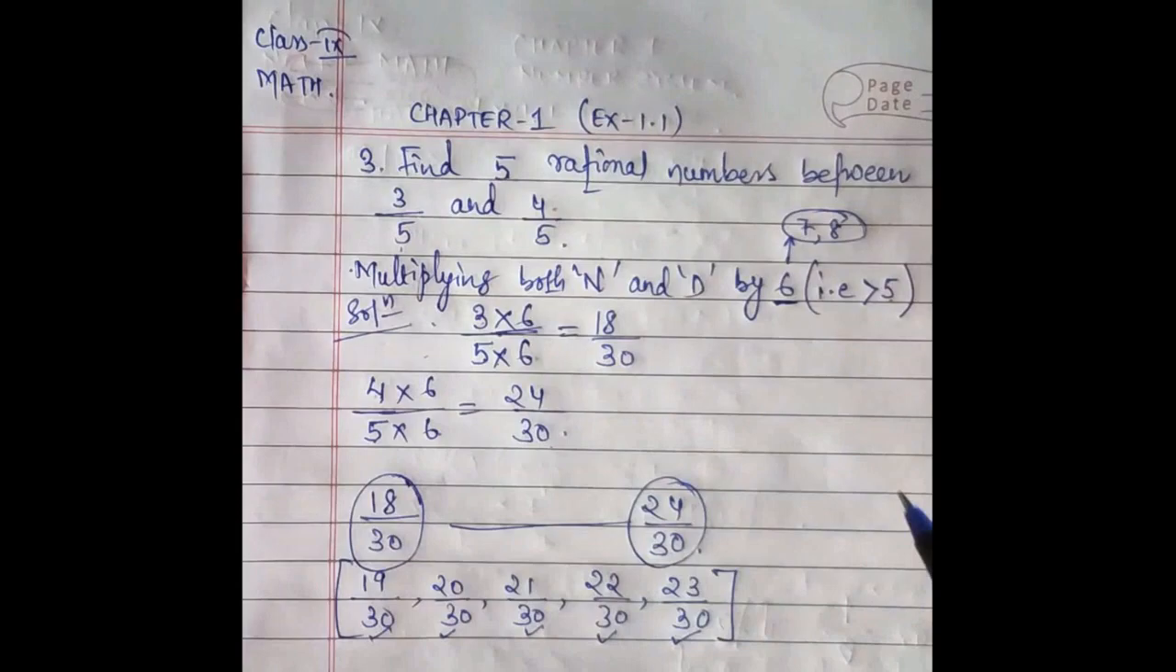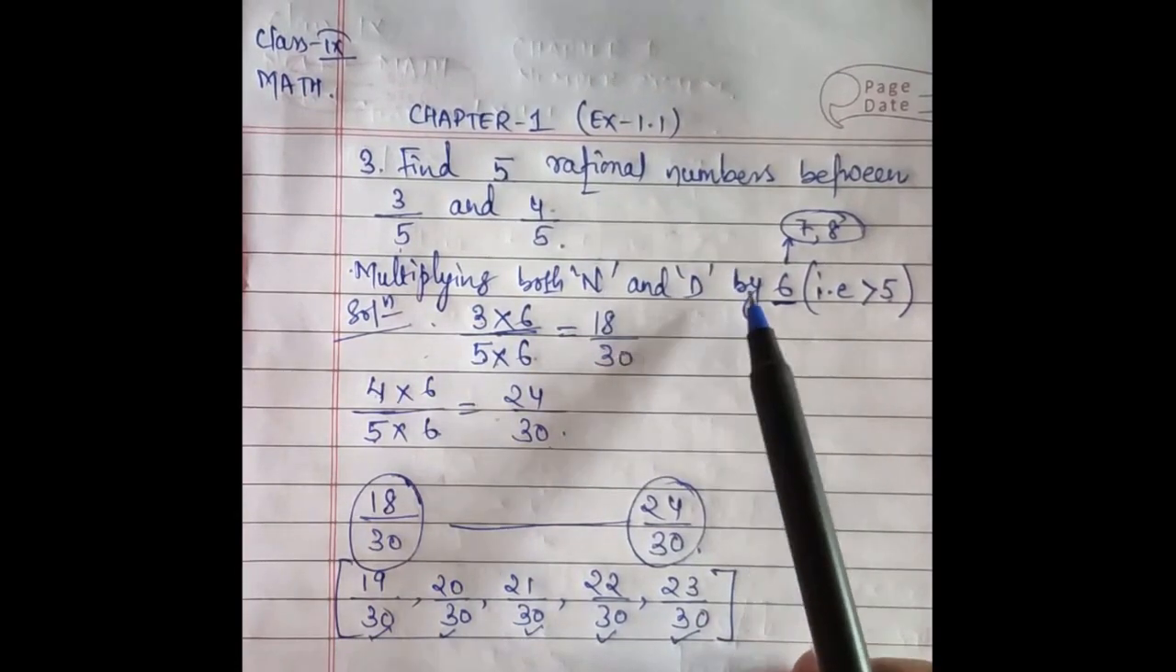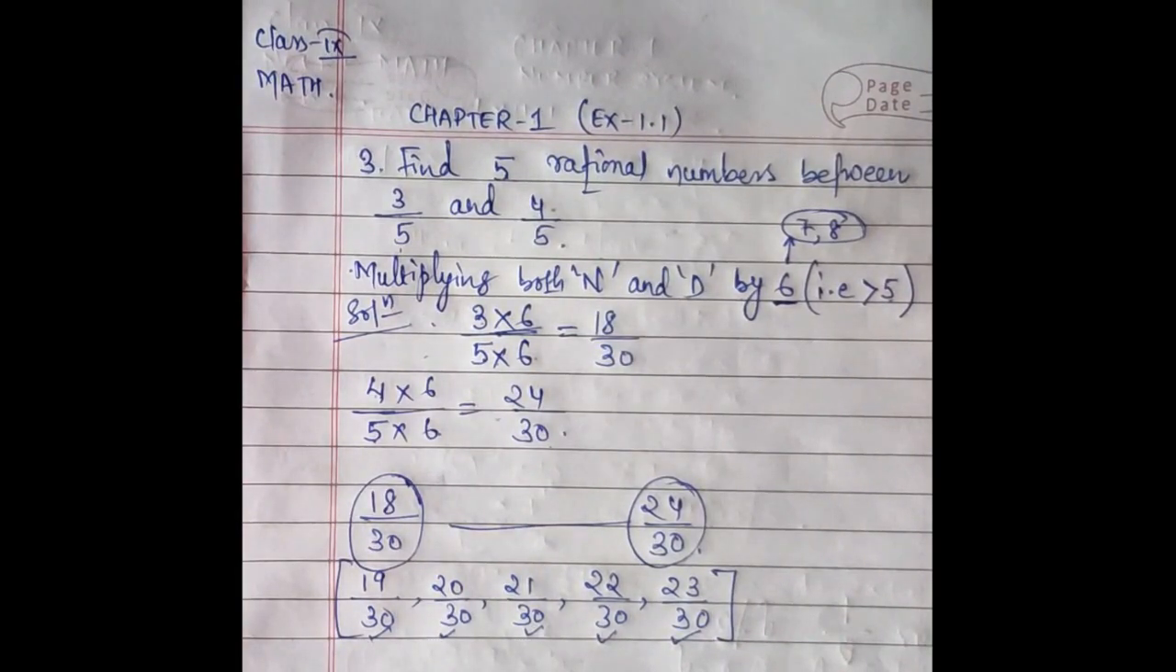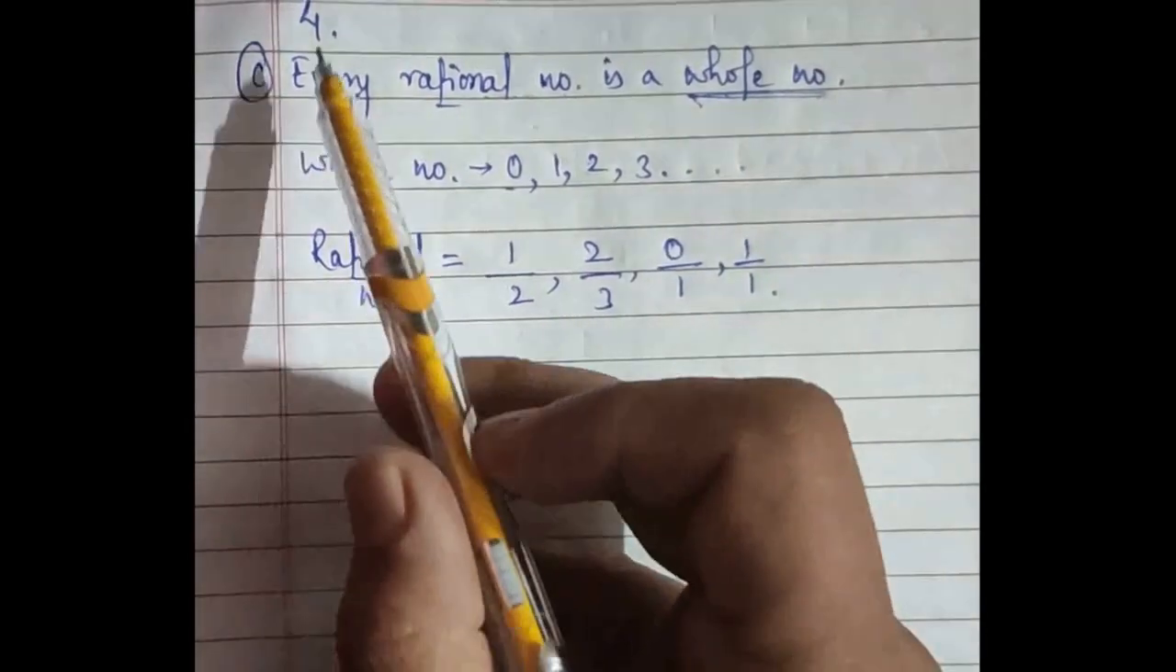So in such a manner, in question number 2 also, I forgot to mention that you can write multiplying both the numerator and denominator by a number greater than 6, right? I have put 7 there. So in such a manner we will solve the problem, alright. So student, I am here with the next question, that is 4C.